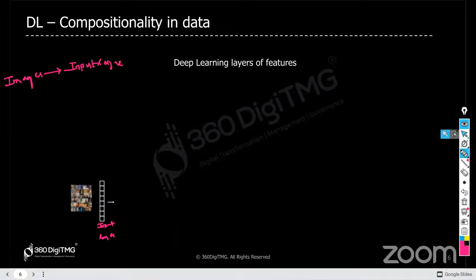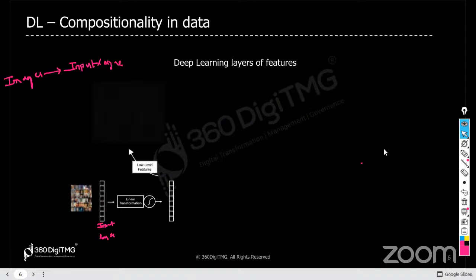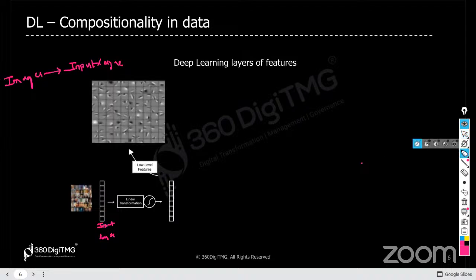What are hidden layers? You can see them here. These are the hidden layers present. So what is the use of these hidden layers?